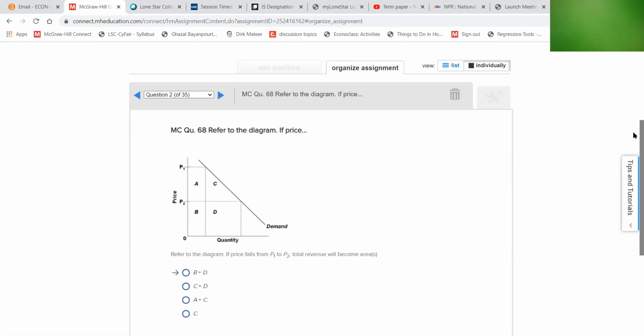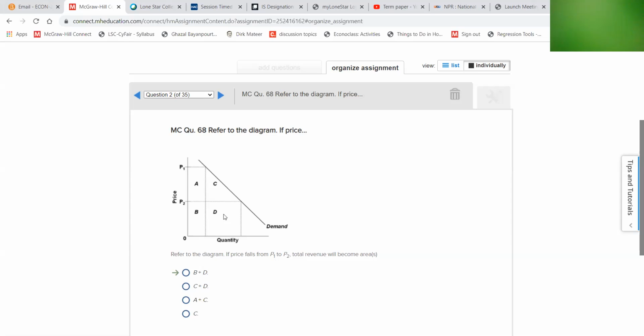I'm not sure if you can see, I'm trying to show it with my mouse. This area is your quantity, so you're multiplying the price by Q. So A plus B is the area right here, which is your total revenue when price is P1. As soon as the price drops to P2, your price times quantity, which is your total revenue, is B plus D. This is the area for your total revenue.